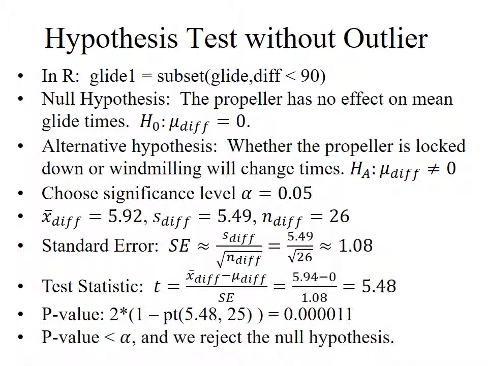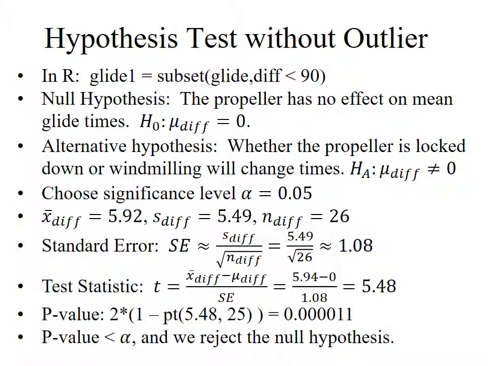So now when I compute my p-value, 2 times quantity 1 minus pt of 5.48 on 25 degrees of freedom, I get 0.000011. So this is very strongly statistically significant. P-value, yep, that's less than alpha. That's a whole lot less than 5%.